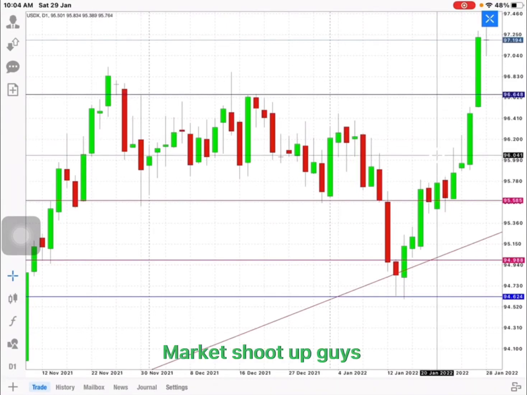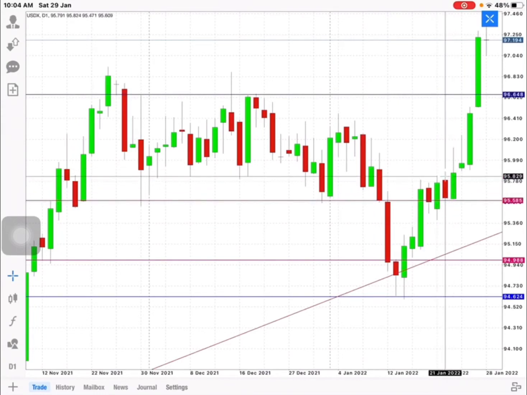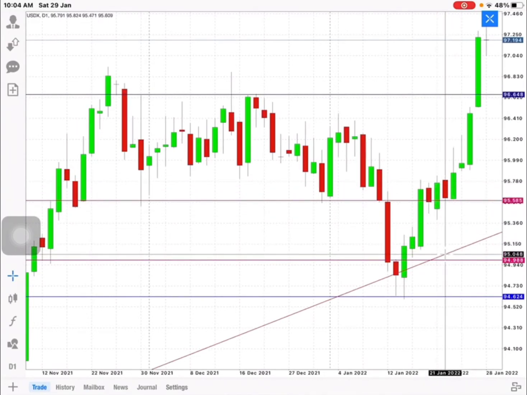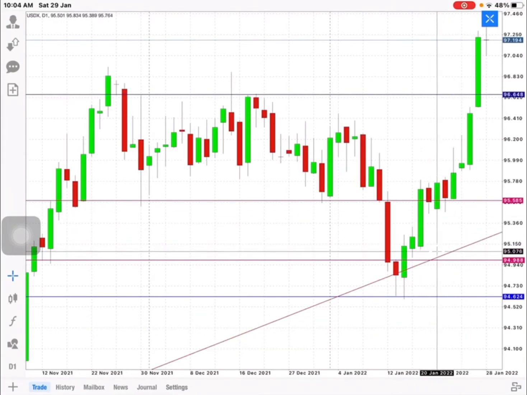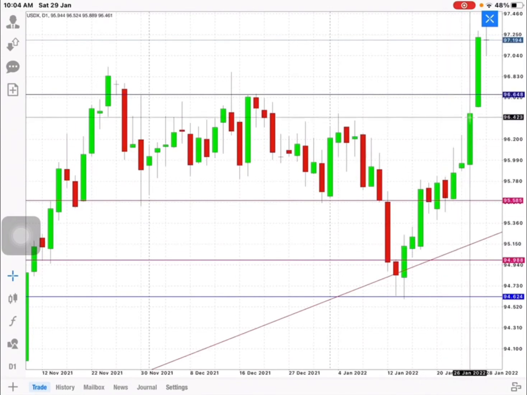In my previous weekly forex forecast analysis, I told you that if you are taking a buy, you can take a buy here. One of my analyses was, if the market starts retracing from this trend line, you can place your buy order here, from this fresh area of demand. But due to immense buy pressure in the USD index, the market started moving up, and we saw nice selling pressure on GBPUSD.